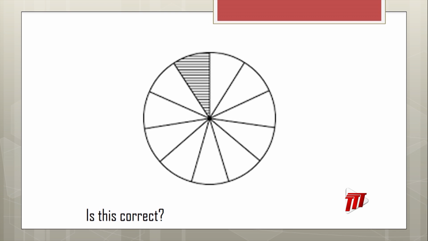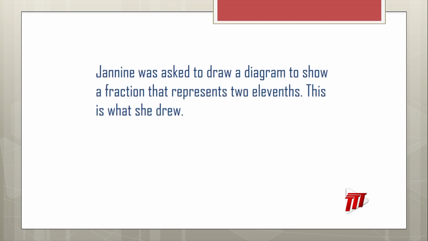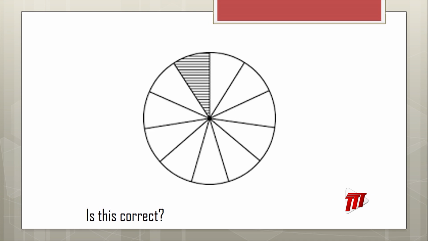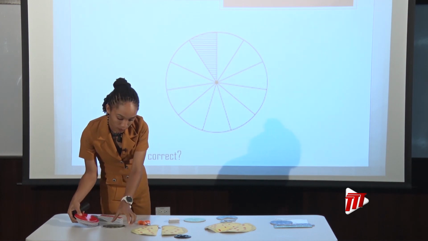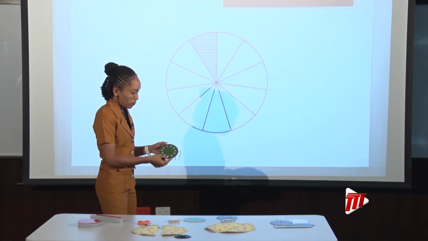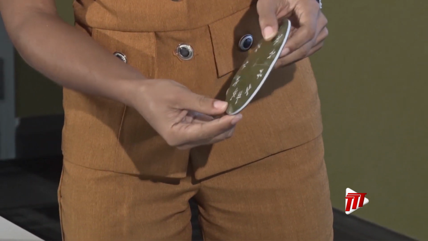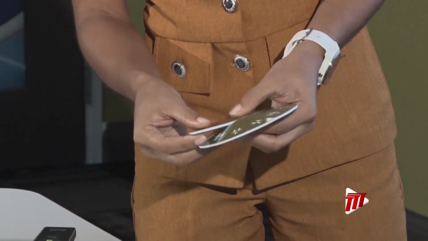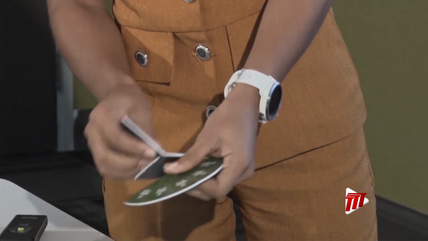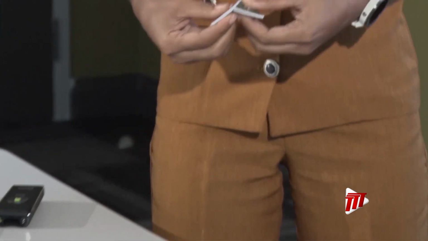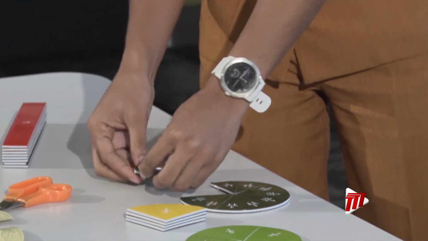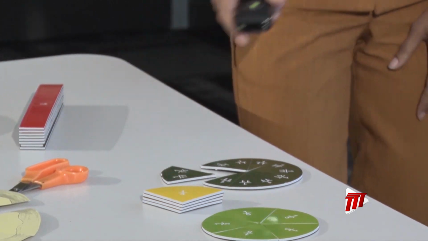Now, what part was Janine supposed to shade? Let's check that again. Janine was supposed to draw a fraction to represent 2/11ths. But how many parts are shaded there? Only one. Is that correct? No, that's not correct. Let me show you. Okay, so we have our shape here, a circle, and we have it cut into 11ths. But Janine's supposed to shade 2 out of the 11 parts. But she shaded 1. Is that correct? So it's supposed to look like this. Let's see if we can help Janine work that out.